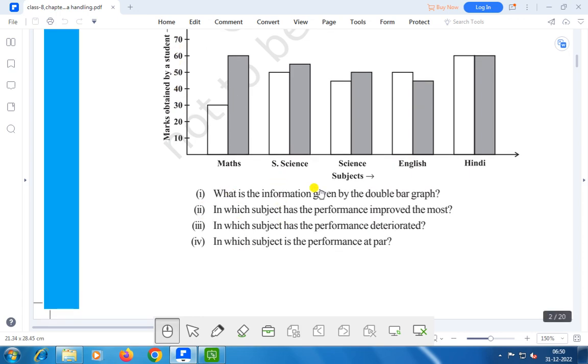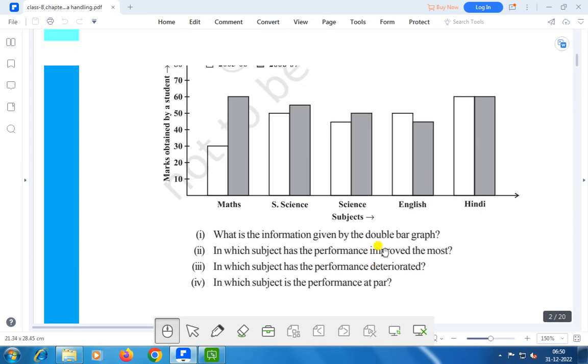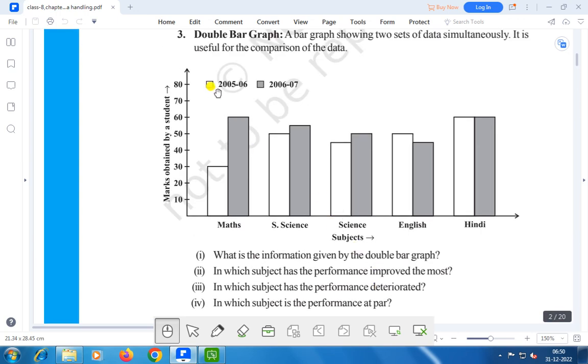Right? What is the information given by the double bar graph? In which subject has the performance improved the most? In which subject has the performance deteriorated? In which subject is the performance at par? This is the double bar graph to compare. You see, this is 2005 to 2006, and this one is 2006 to 2007. The comparison of maths in the 2 years, comparison of social science in the 2 years, comparison of science in the 2 years, comparison of English in 2 years, and comparison of Hindi in 2 years.